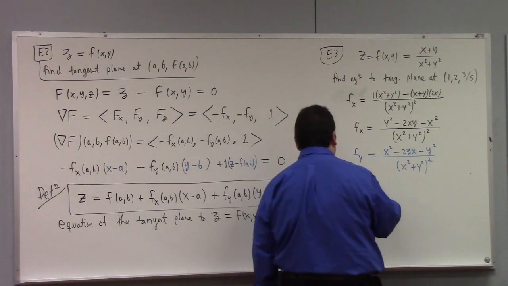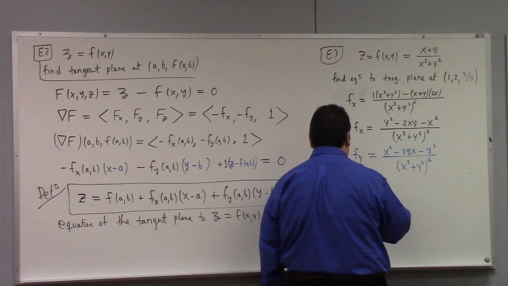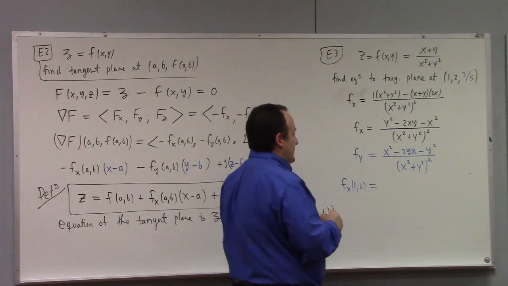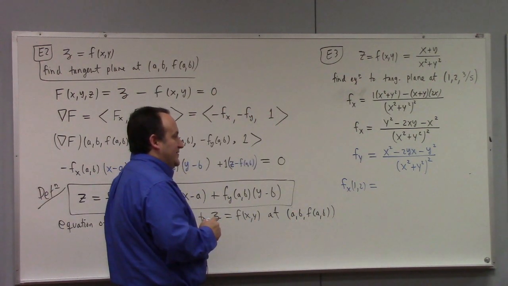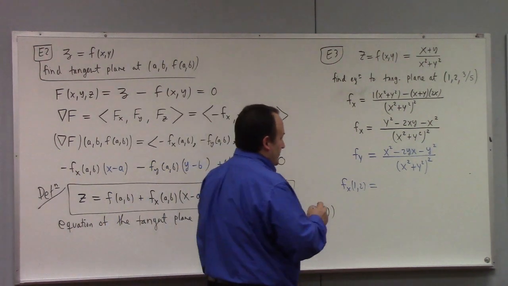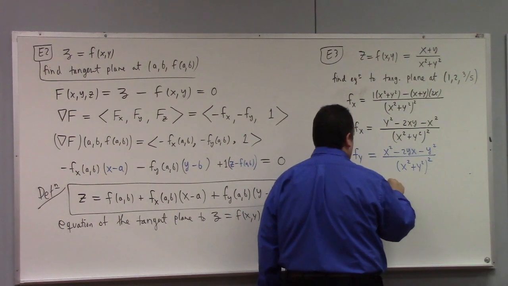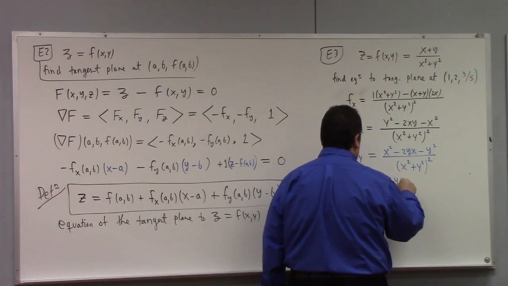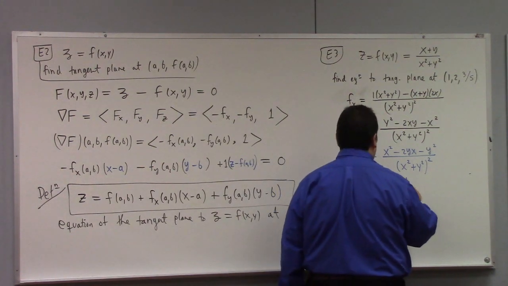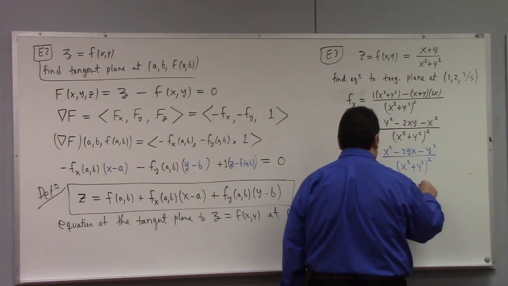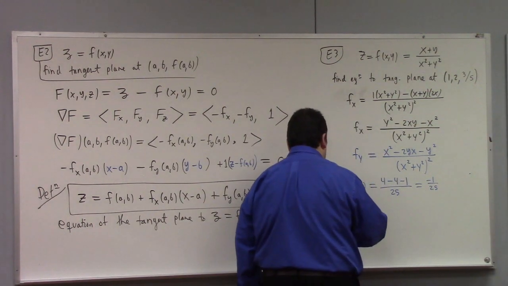Now, we have to evaluate these things, right? fx at 1, 2. Oh, man. But the good news is, well, no, that's not quite true. The symmetry is spoiled. I can't assume that they're equal. But you guys plug it in, what do you get? fx at 1, 2 is 4 minus 1 over x squared plus y squared, which was 5, so 25. So it looks like minus 1 over 25 if I did my math right. You guys double check me on that.